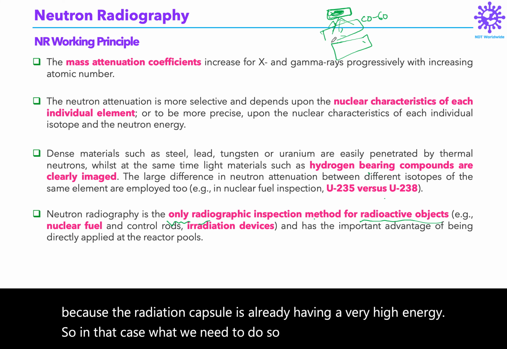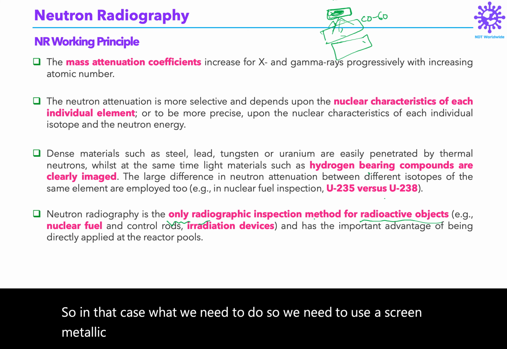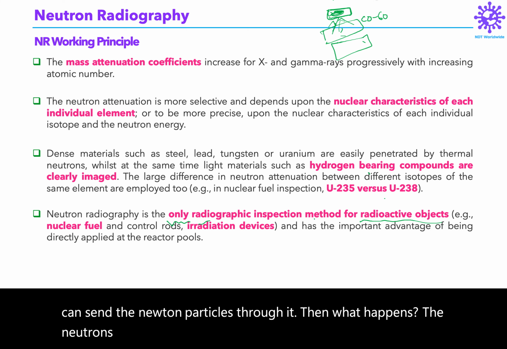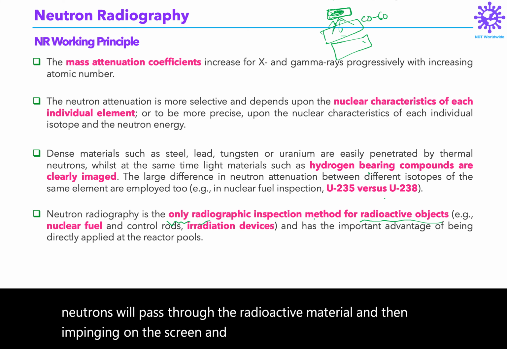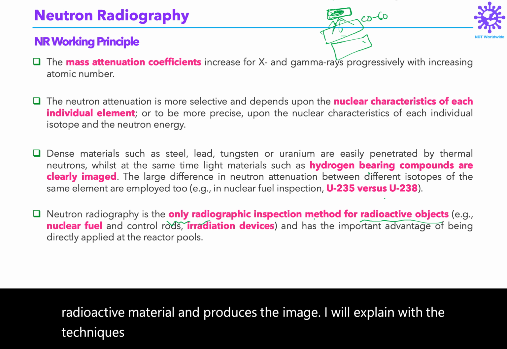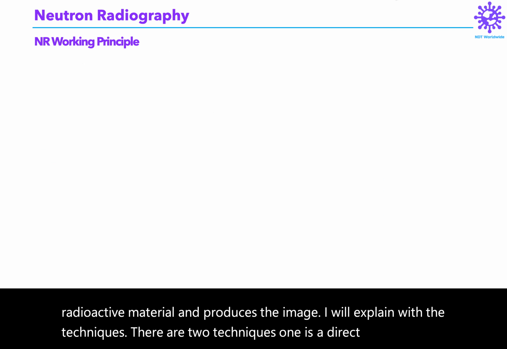We need to use a metallic screen, and instead of sending X-ray or gamma ray, we can send neutron particles through it. Then what happens? The neutrons will pass through the radioactive material and impinge on the screen, and the screen in turn becomes radioactive and produces the image. I'll explain with the techniques. There are two techniques. One is a direct technique, the other is an indirect technique.